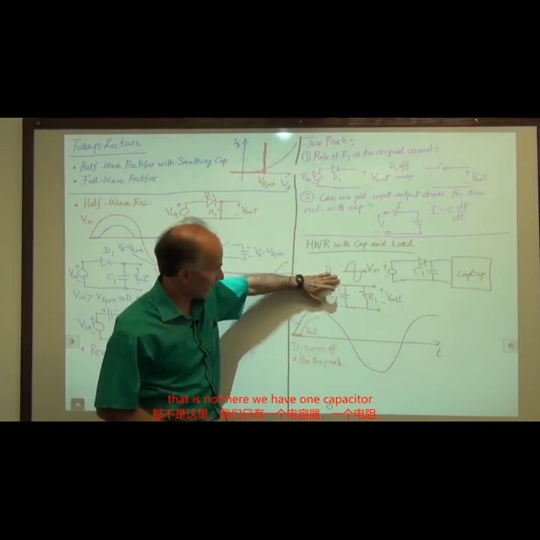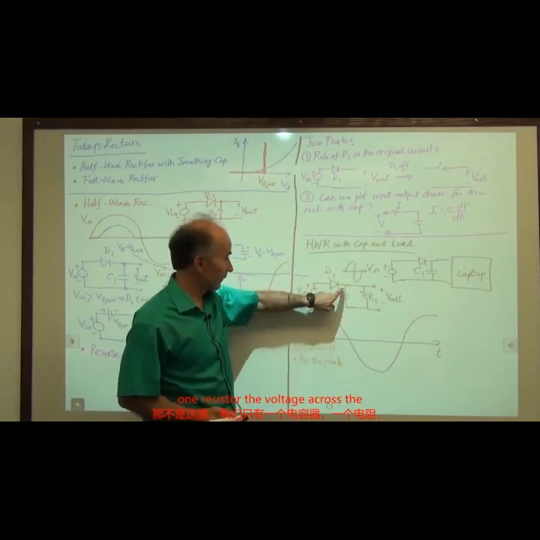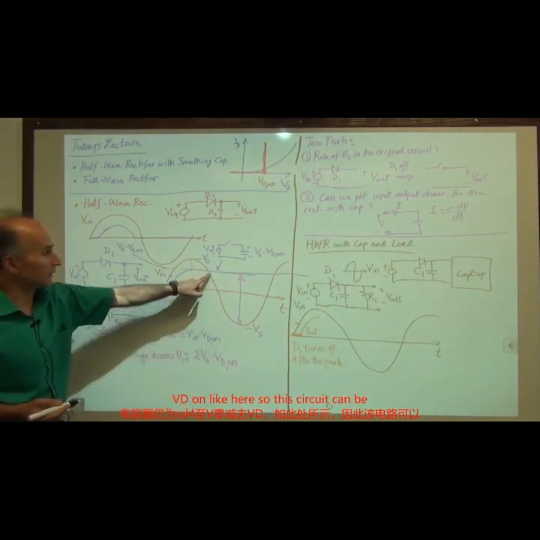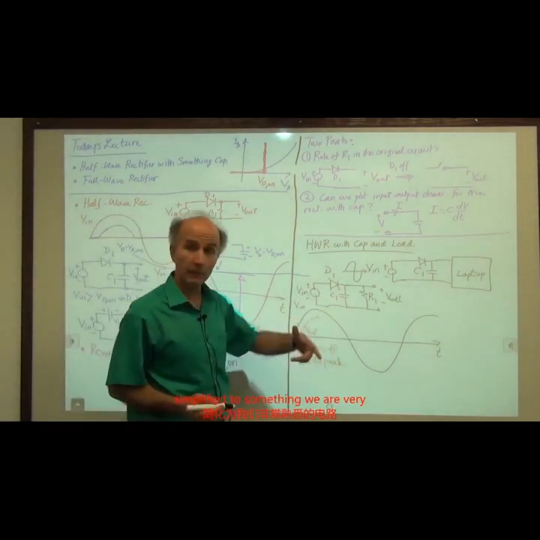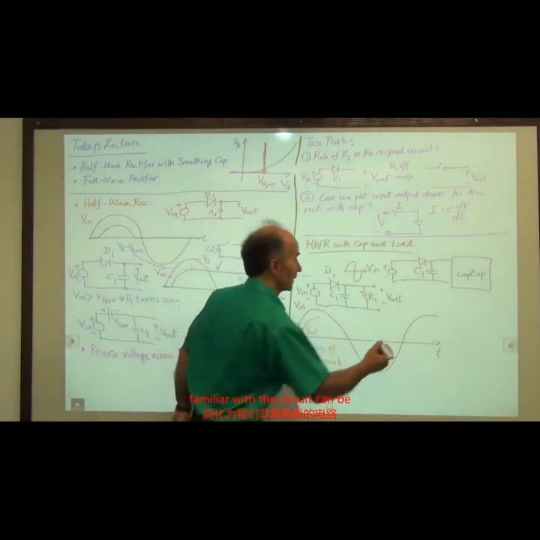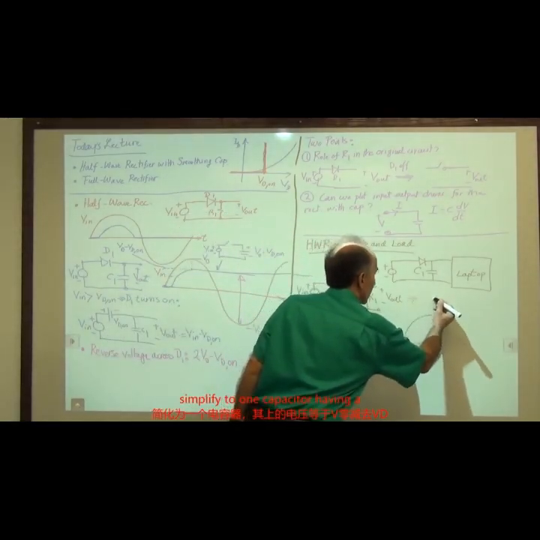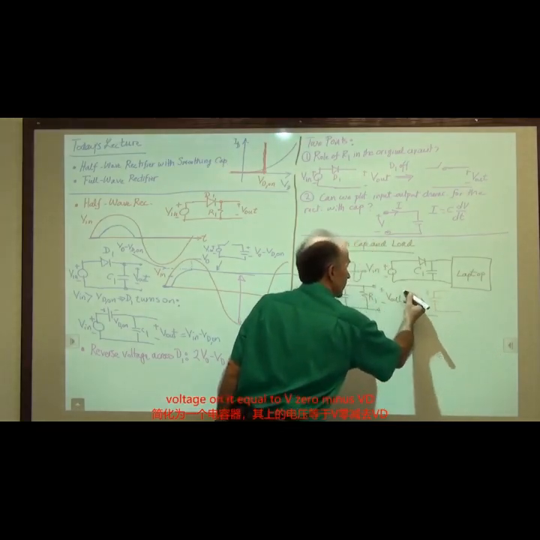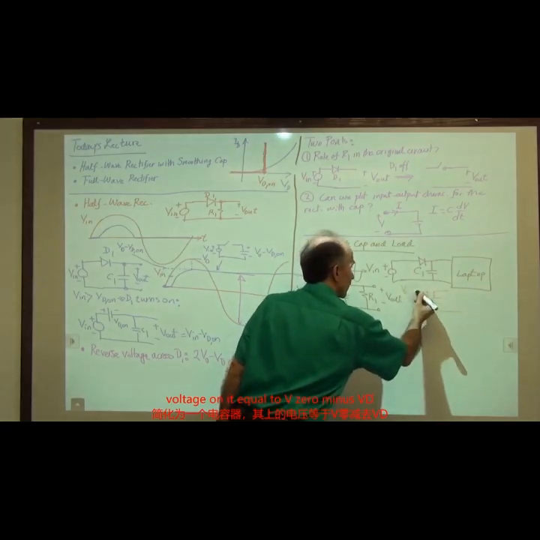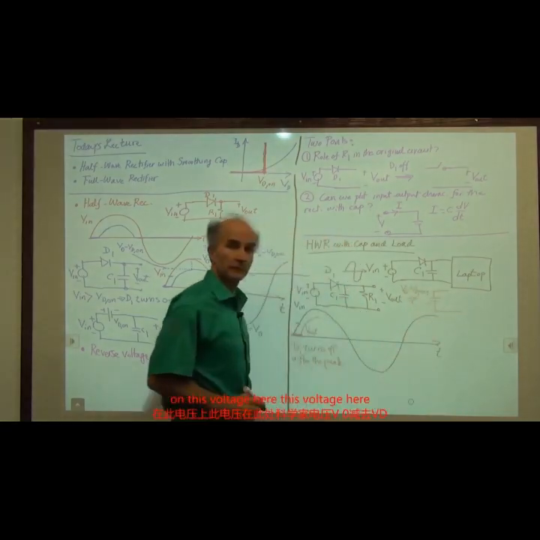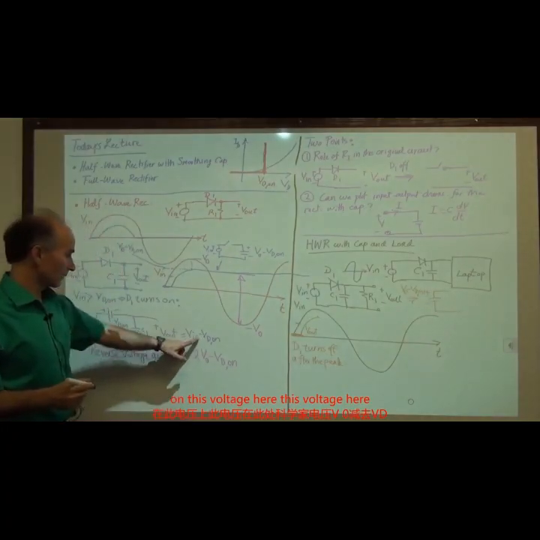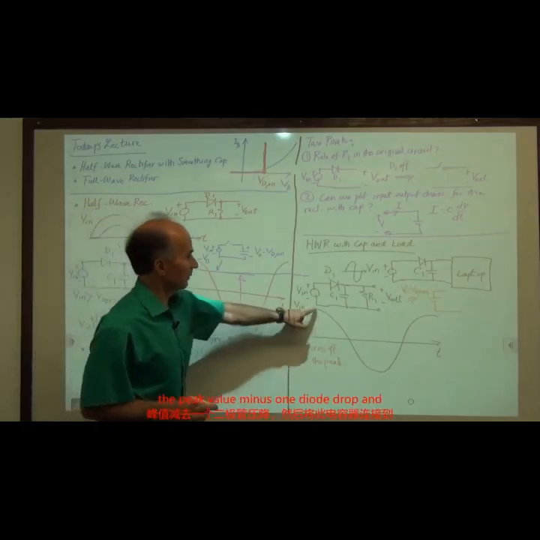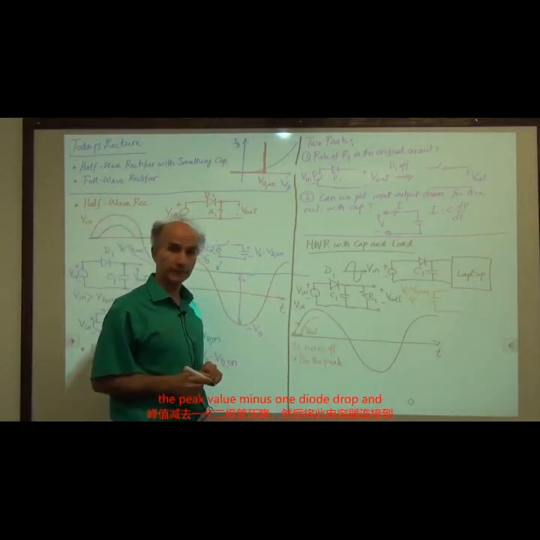The diode is not here. We have one capacitor, one resistor. The voltage across the capacitor is still as before, 2V0 minus VD on, like here. So this circuit can be simplified to something we are very familiar with. The circuit can be simplified to one capacitor having a voltage on it equal to V0 minus VD on, this voltage here, the peak value minus 1 diode drop.